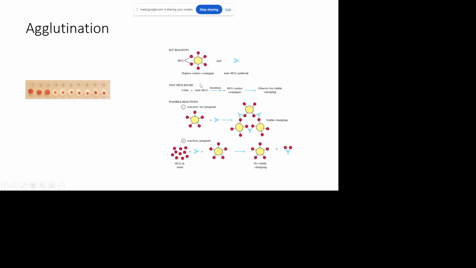So now the test procedure is, you will take your urine and then the anti-HCG antibody and this hapten carrier conjugate. So after the incubation, you will add the HCG carrier conjugate, then you will observe for visible clumping. So the two possible cases are, case 1, the woman is not pregnant, and case 2, the woman is pregnant.